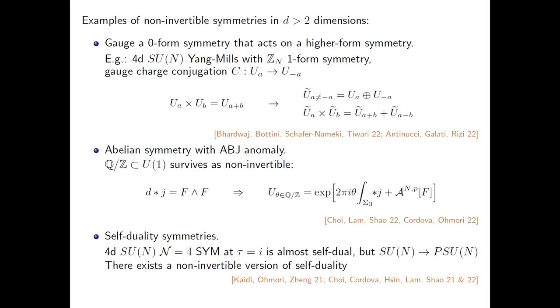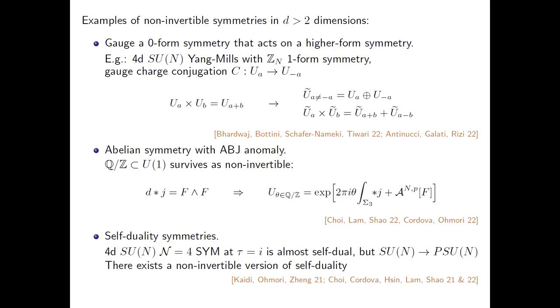Another class of examples is obtained by taking some four-dimensional theory with a U(1) symmetry, which has an ABJ anomaly. Now, because of the ABJ anomaly, the current is not conserved, and one would say that the symmetry is destroyed. But in fact, a non-invertible version of the symmetry survives, in which only the rational points in U(1) survive. And this is constructed essentially by taking the non-conserved current, integrating it, but putting it together with some quantum Hall states that are coupled to the background and essentially cancel the non-conservation.